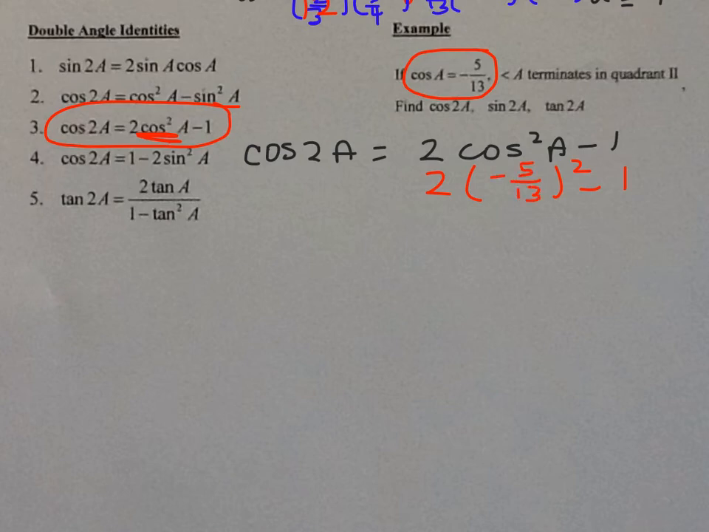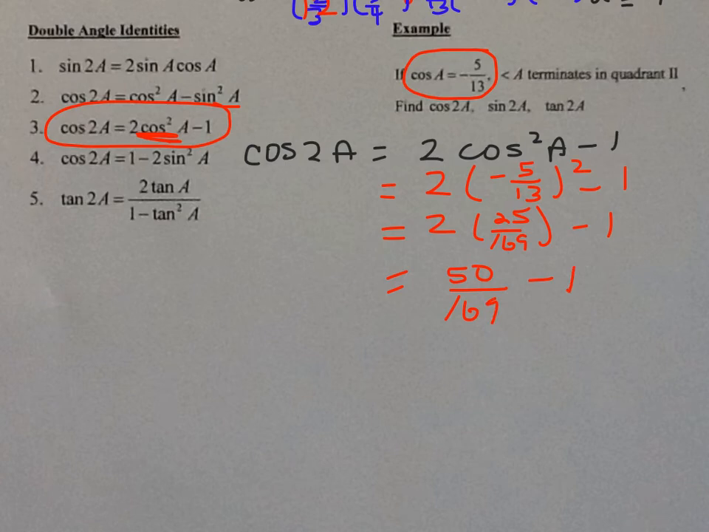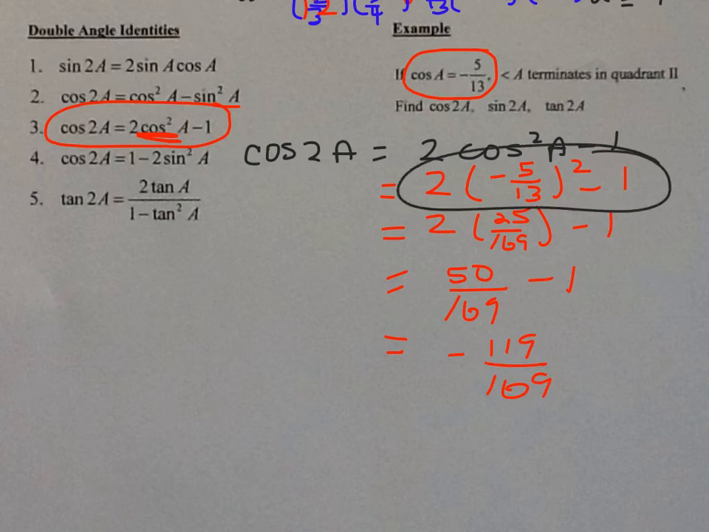Okay, so now let's evaluate. Negative 5 over 13 squared would be 25 over 169 minus 1. Times 2 would be 50 over 169 minus 1. And 50 minus 169 would be negative 119 over 169. And of course, right here, you could just plug that into your calculator.